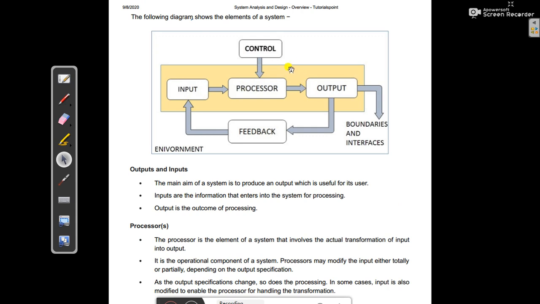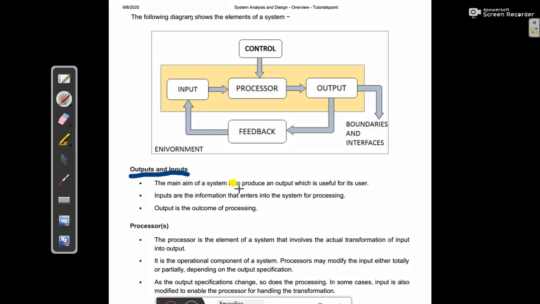This figure we discussed in the slide in the previous video, where inputs are the first element, the processor is the second element, output is the third element, and there is a control mechanism. There can be an optional feedback, which is optional; we can create some feedback loop from the output to the input. So here again you can see outputs and inputs.